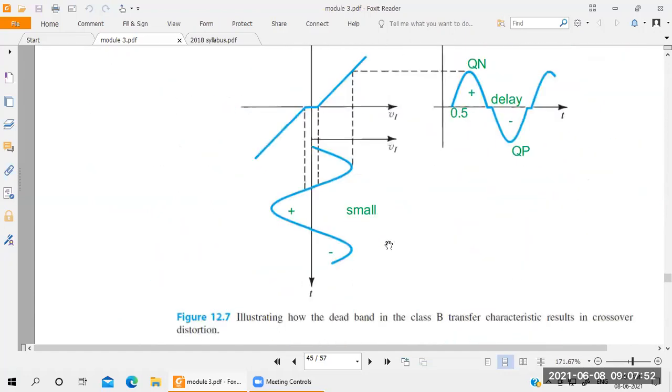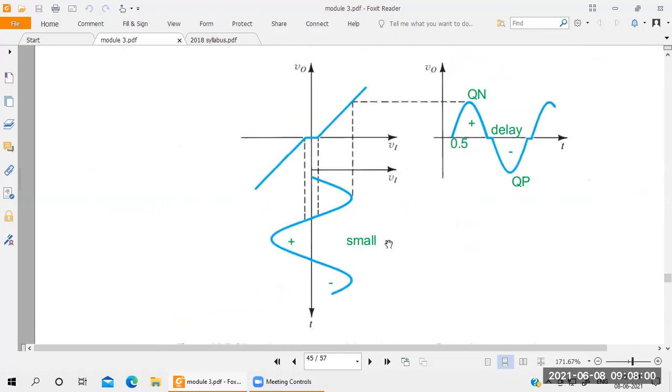Then you take the output of the class B amplifier. What is the output of the class B amplifier? We'll get only a half cycle, right? If you take a single transistor here, the output becomes only a half wave. Suppose you take two transistors here, then we'll get a full wave. Understood? Suppose you take only an NPN transistor, you'll get only positive output voltage. Suppose you use the NPN and PNP, then you'll get positive and negative voltage.